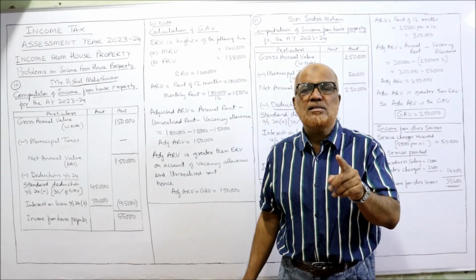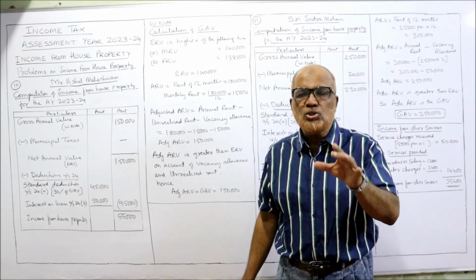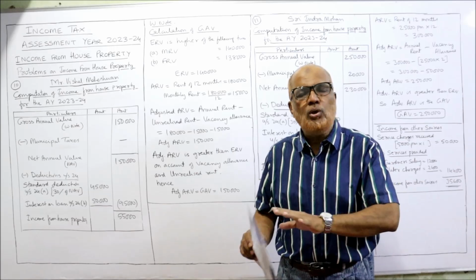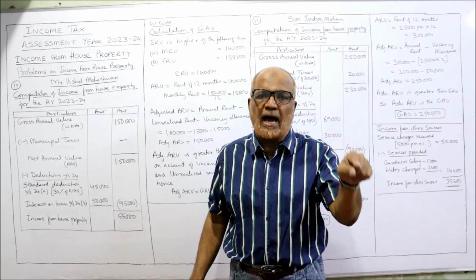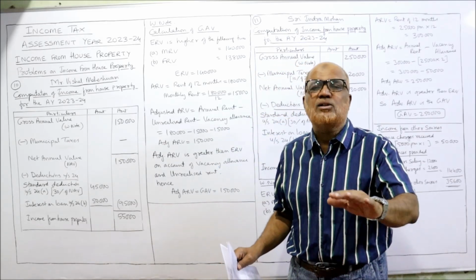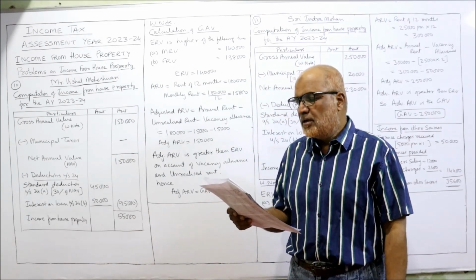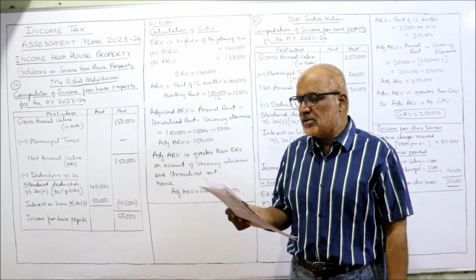But the Income Tax Act looks at what the agreement says. It is to be paid by the tenant. So not allowed. Even if it is paid by the owner, it is not allowed, because in the agreement it is written that it has to be paid by the tenant. Now the municipal taxes are 15%.